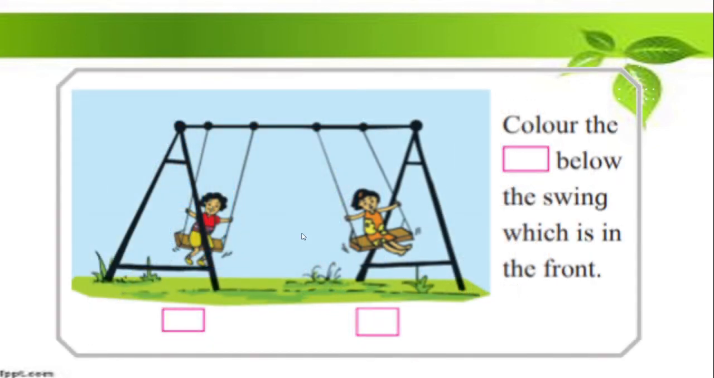Here you can see two girls are playing on swing. Right? Now one girl is behind and one girl is in front. Here also color the box below the swing which is in the front. Okay. Now you are right. The orange colored dress wearing girl is in front. So we will color this box.